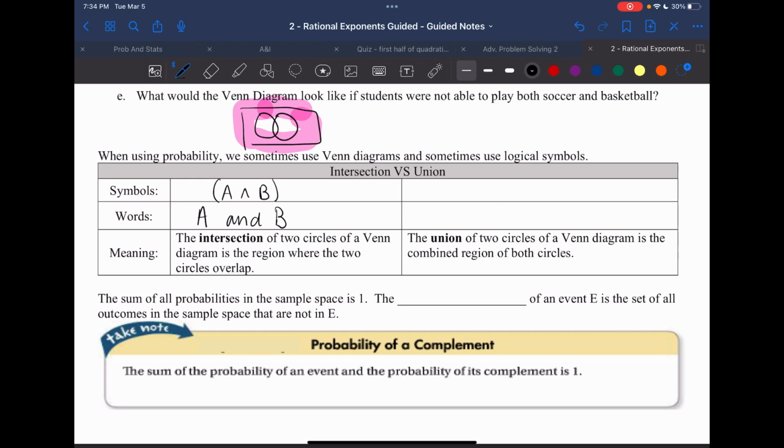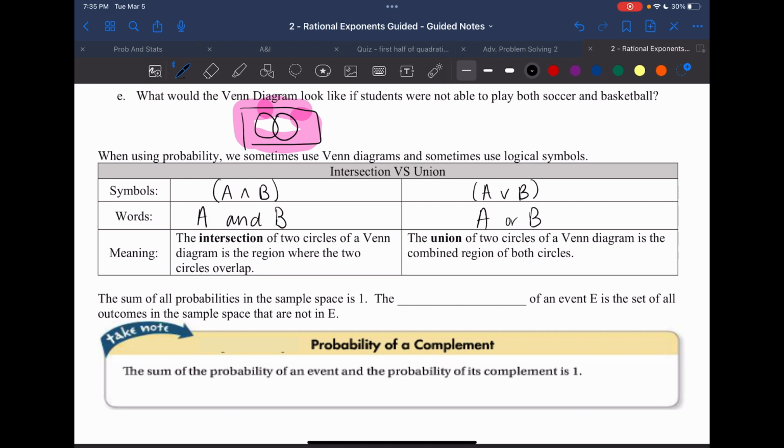A union, however, is just the combined region of both circles. So it's either, for example, from above, either soccer or basketball. So we use an or statement. So A or B. What that looks like in symbols would be A, an upside down caret, so in this case a V, B.